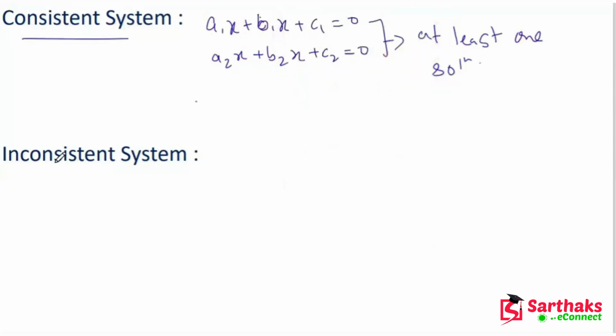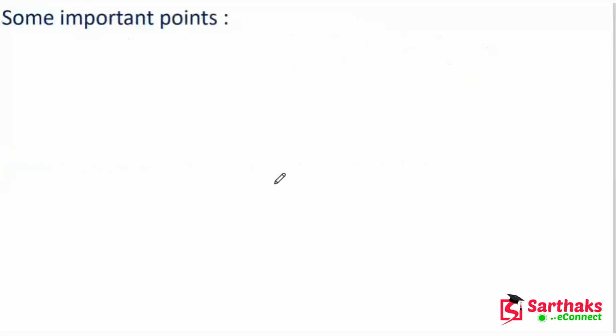Now, what is an inconsistent system? A system of simultaneous linear equations is said to be inconsistent if it has no solution. We will see further in detail what is a consistent system and what is an inconsistent system, so don't panic. Now let's move on.